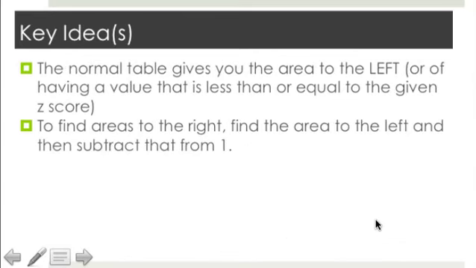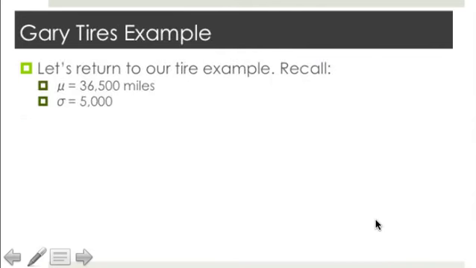We need to keep in mind before we move on, like we just said, that the normal table always gives you area to the left. And if you want to find areas to the right, then first you need to find the area to the left of the z-score that you have, and then you subtract that area from 1. So keep that in mind as you do some examples in homework or as we move through the rest of these slides. Let's go back to our tire example.